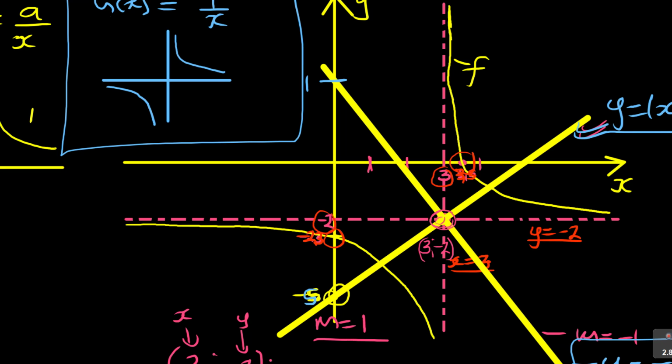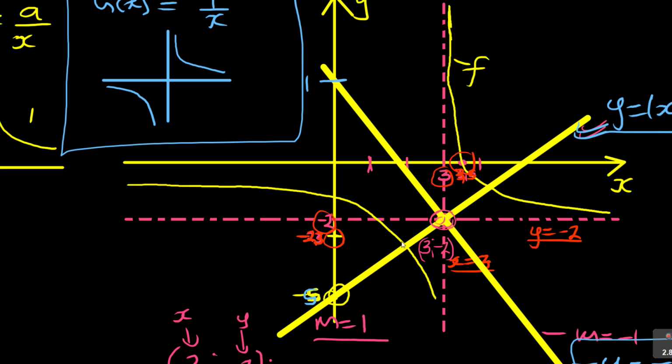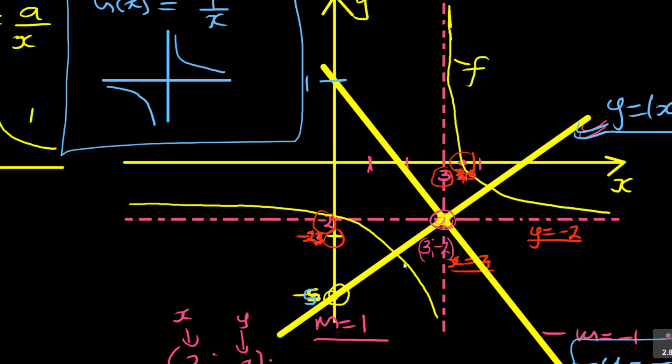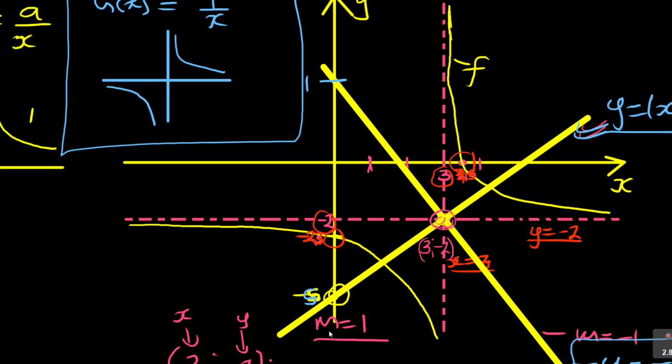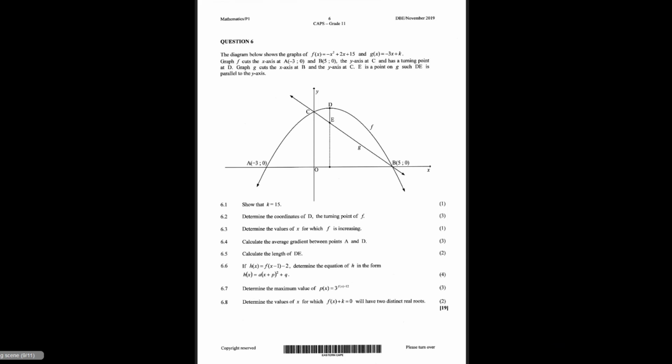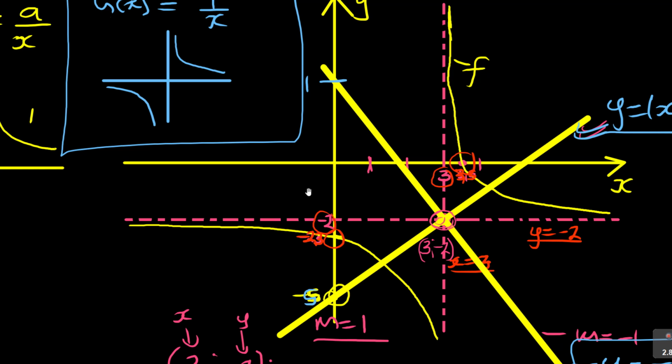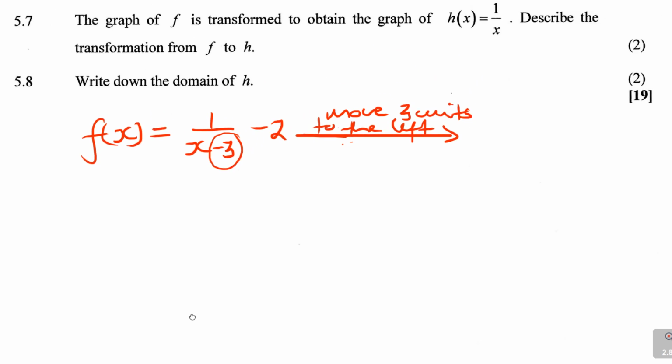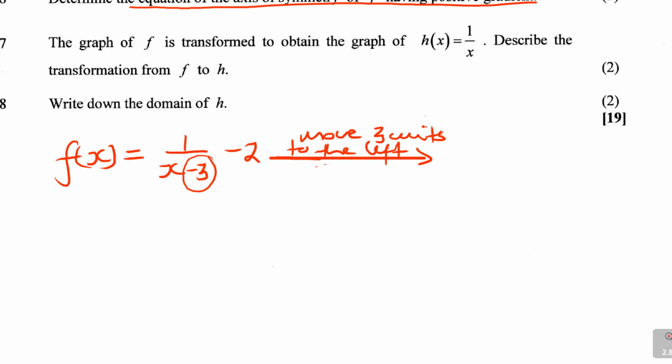See? So then at the same time, I need to move these 2 graphs up. When it moves up, how many units? 2 units up. So how am I going to write this? So this is what I'm going to do. You move 3 units to the left, and then you'll have what? If you move 3 units to the left, you'll have 1 over x minus 2.